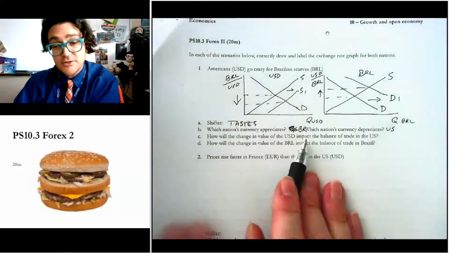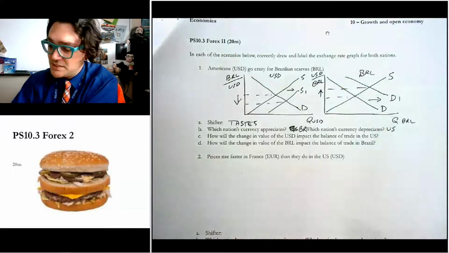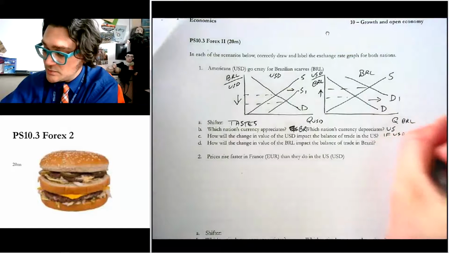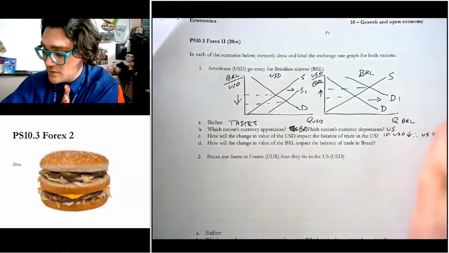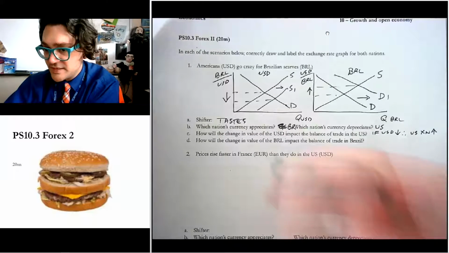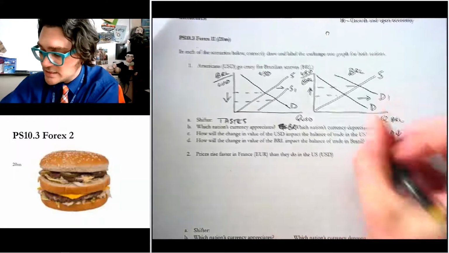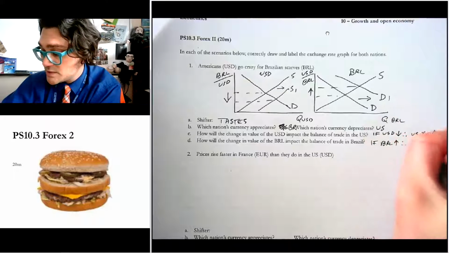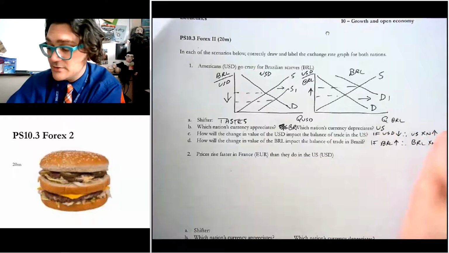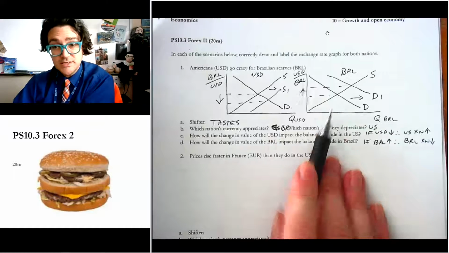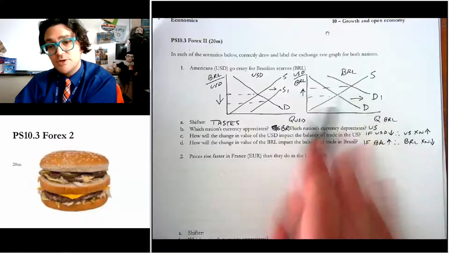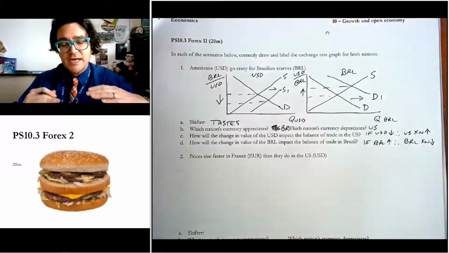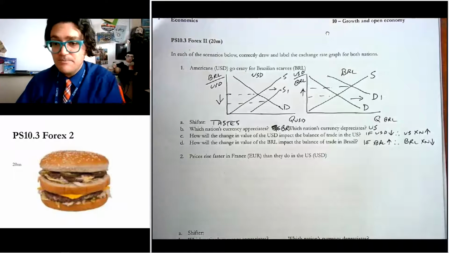How will the change in value of the US dollar impact the balance of trade in the US? Well, if the US dollar is going down, we'd say US exports are going to go up. And then how would it affect the balance of trade in the long run? If the Brazilian currency goes up, we'd say Brazilian net exports will go down. The initial effect is that Americans are going to buy more Brazilian stuff. But in the long run, the higher Brazilian currency value will push back on that economic force and turn us back to an equilibrium.